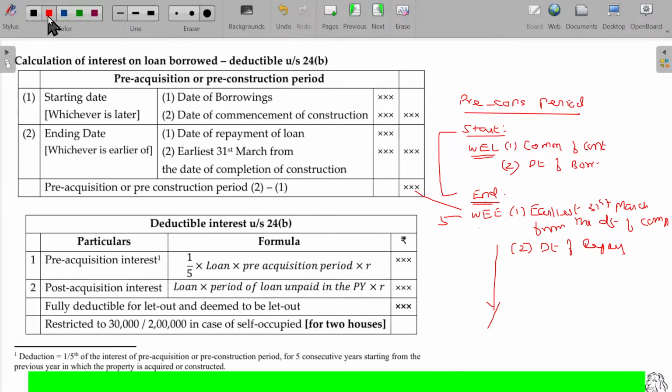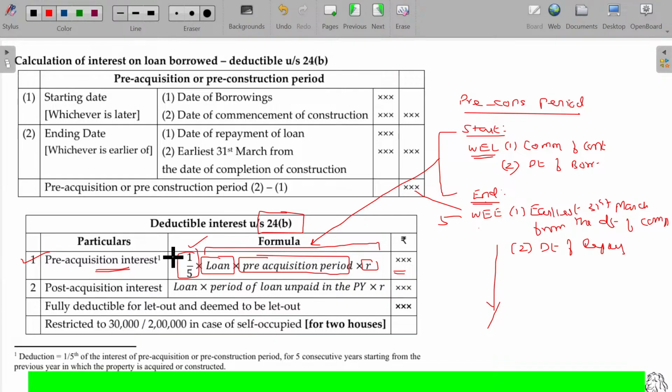Now, deductible interest under section 24 clause B. Find out the pre-acquisition period interest. 1/5 will be deductible. What is that? Loan amount borrowed multiplied with the pre-acquisition period. What is the pre-acquisition period? This one will be the pre-acquisition period. Pre-acquisition period is nothing but the starting date for the pre-construction period, from that date to the ending date of the pre-construction period. That will be the pre-construction period. Probably it may be 2 years or 2.5 years, whatever it may be. And multiplied with the rate of interest.